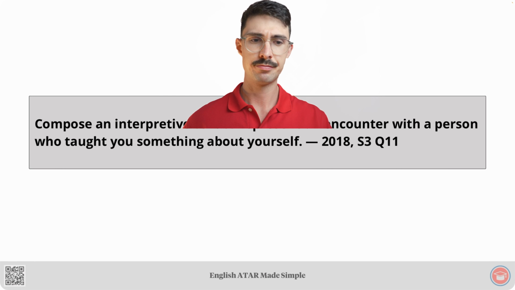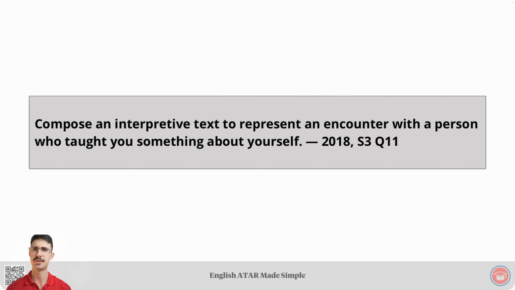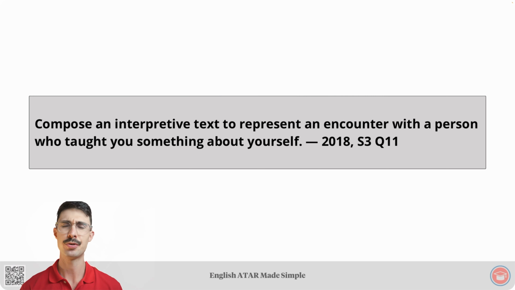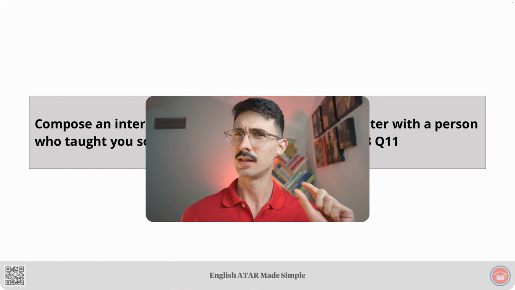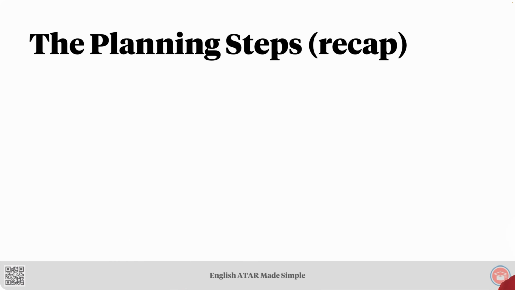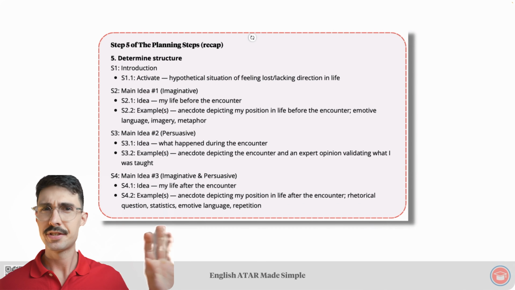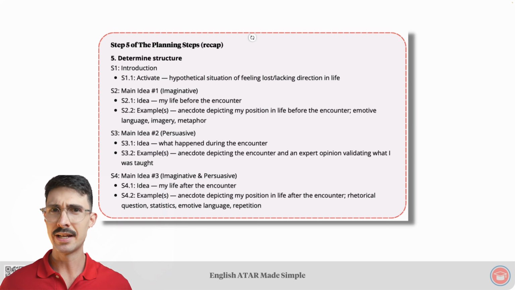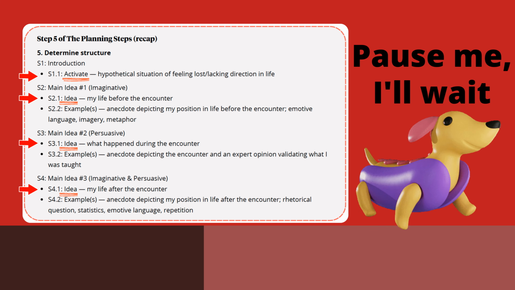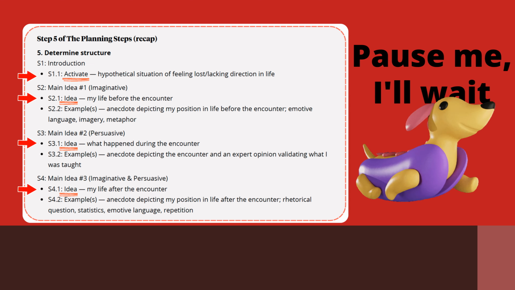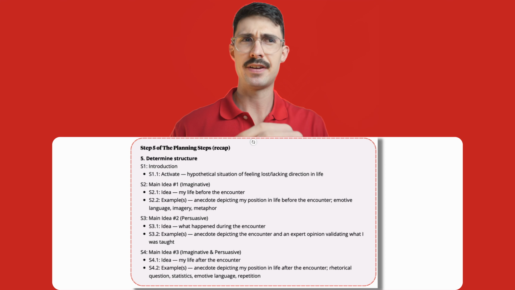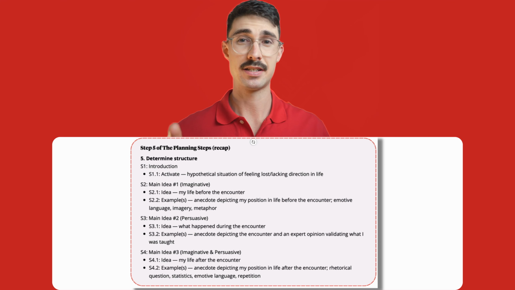Our question: compose an interpretive text to represent an encounter with a person who taught you something about yourself. Little recap of the planning steps, but just step 5. Skim over the following underlined elements. Take note of how they manifest in the conclusion that we're about to take a look at.